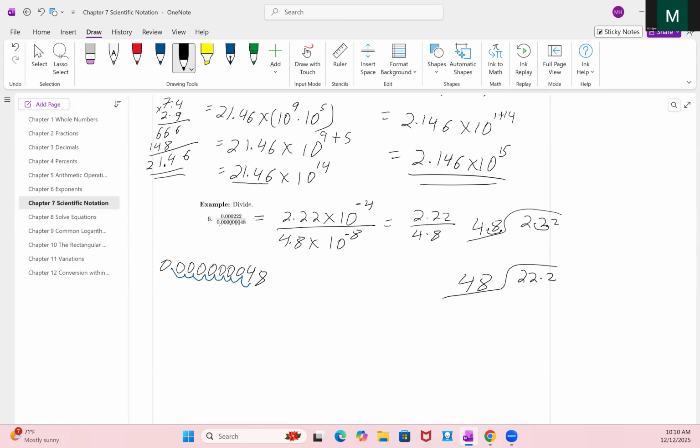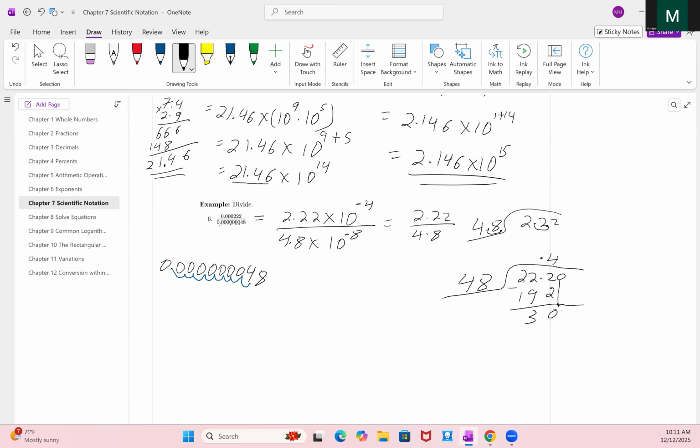48 doesn't go into 22. Because it doesn't go into 22, we put the decimal up here. Now 48 goes into 222, 4 times. 4 times 8 is 32, carry over the 3, 4 times 4 is 16, 16 plus 3 is 19. Subtract: 2 minus 2 is 0, 12 minus 9 is 3. We borrowed 1 from there, so the remainder is 30. So we put a terminal 0 here and bring it down.